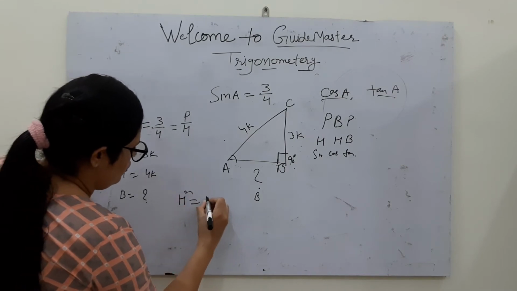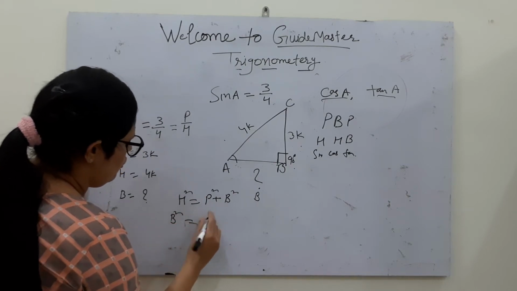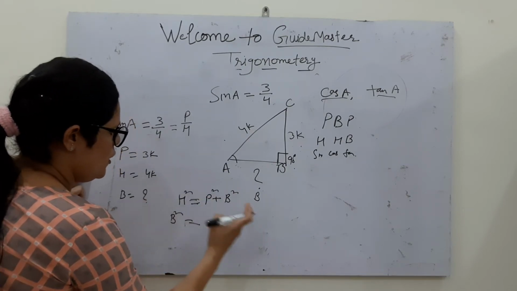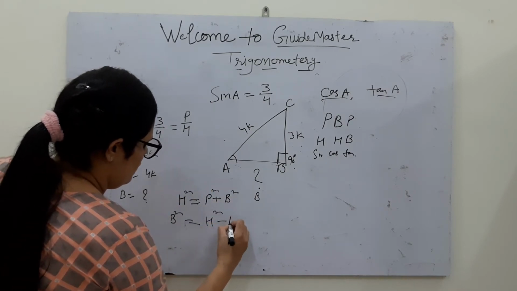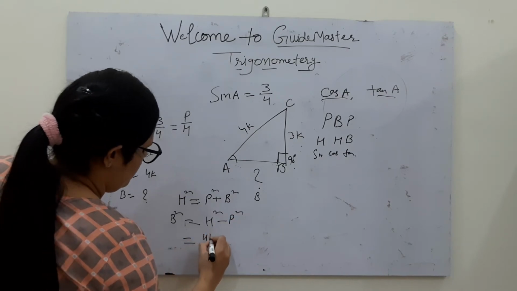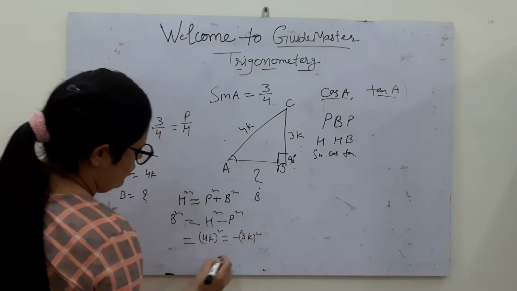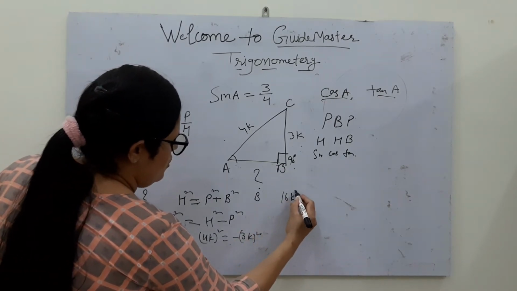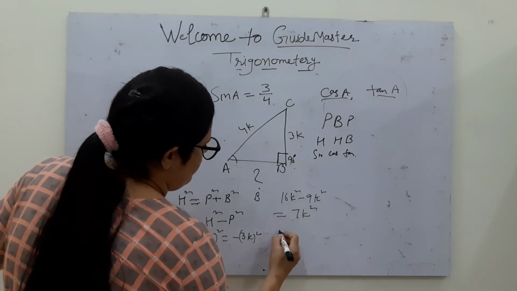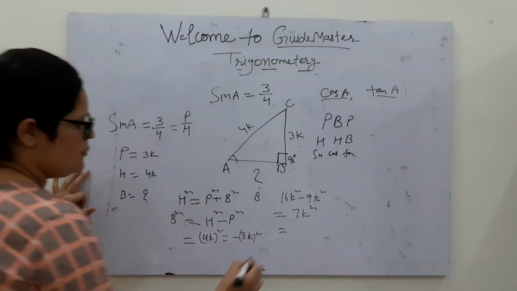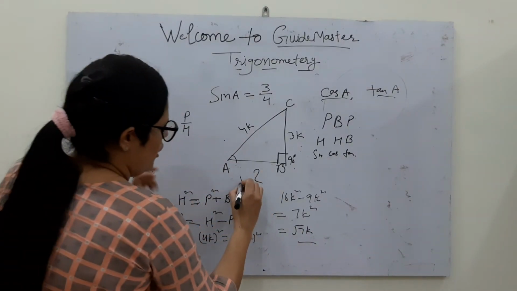H square is equal to P square plus B square. We have calculated base. B square is equal to... whichever term moves across the equal to sign, it becomes a minus sign. That is 4k the square minus 3k the square. It becomes 16k square minus 9k square. It becomes 7k square, so it becomes under root 7k. So here P is 3k and base B is under root 7k.